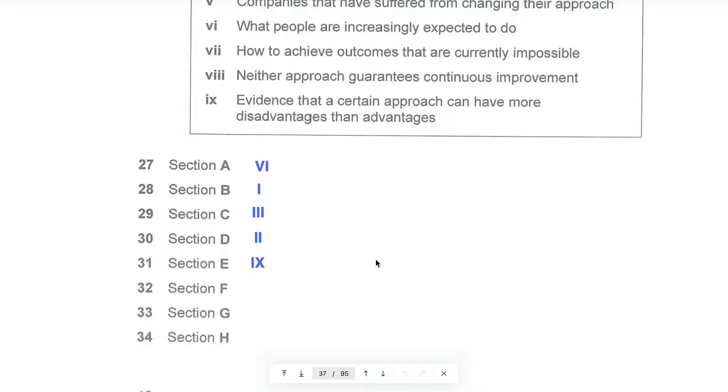Yeah, evidence that a certain approach can have more disadvantages than advantages. Okay, guys, before reading anything, just to make sure that you understand the heading completely, right? So now, how do you understand this? By reading the heading, what do you expect to read in that section?